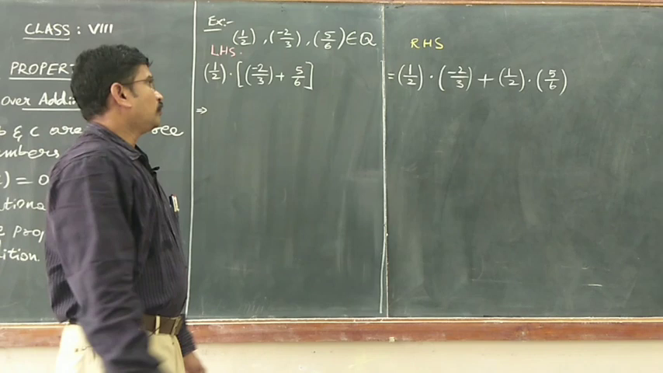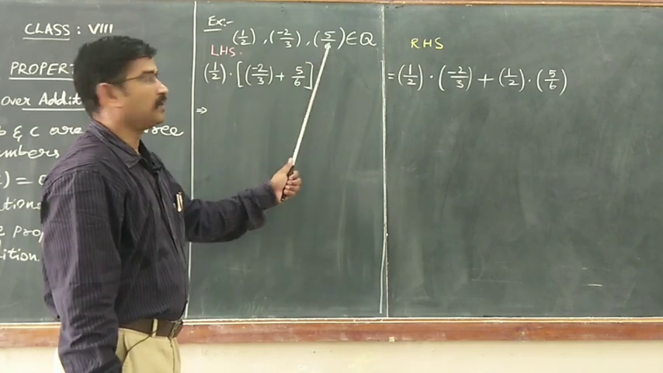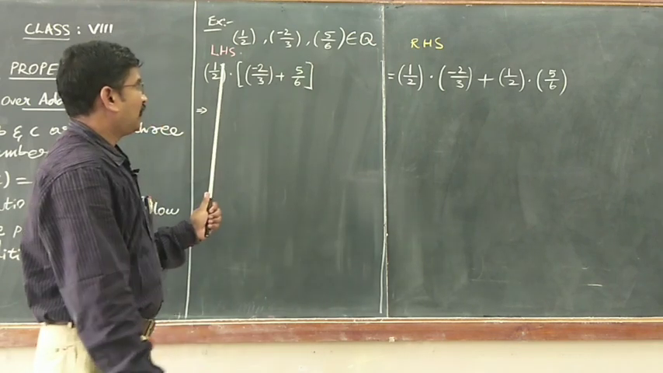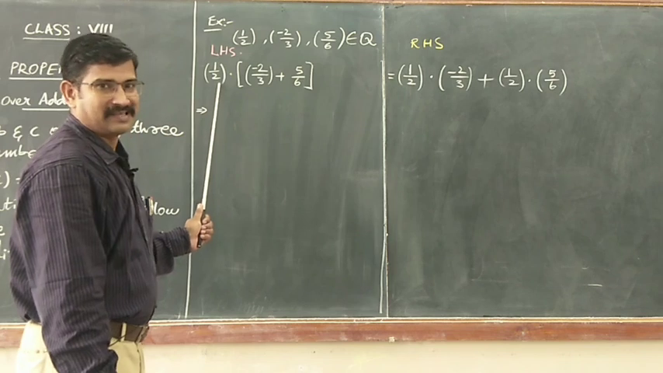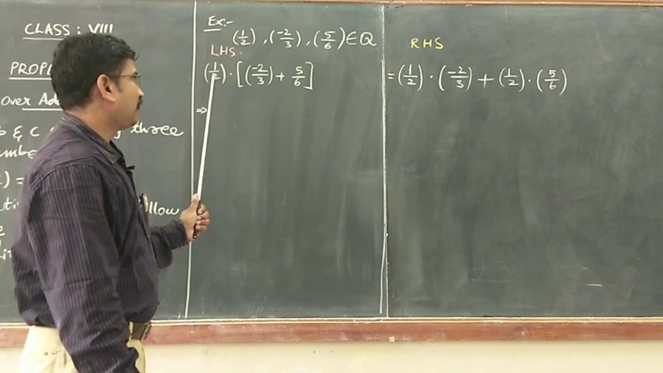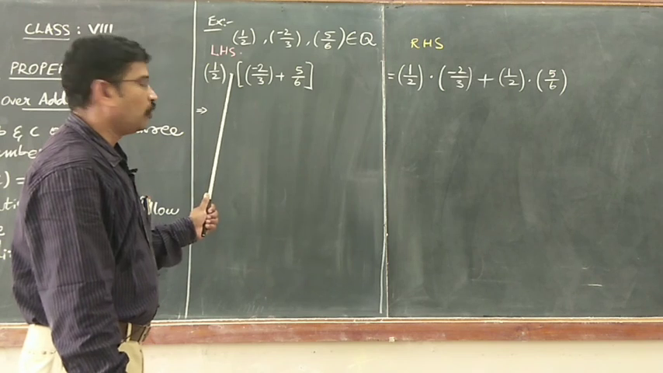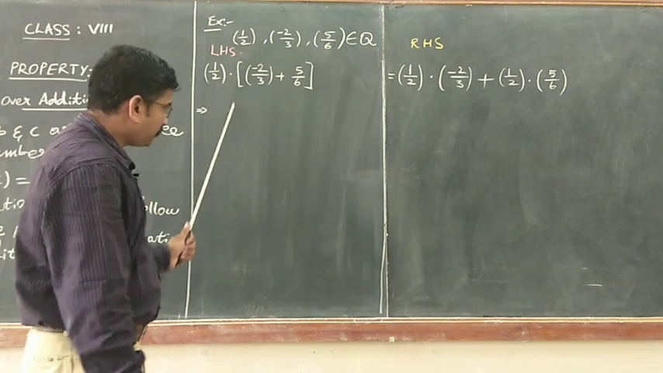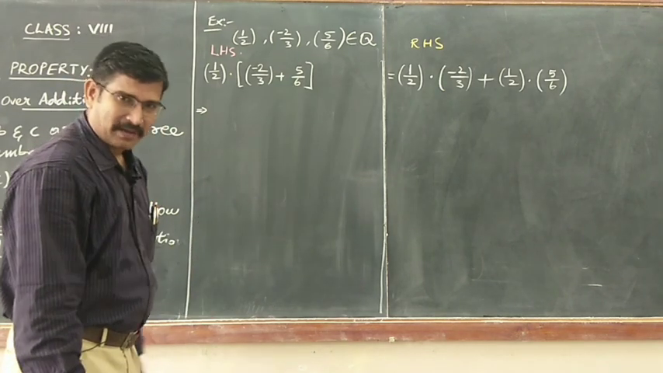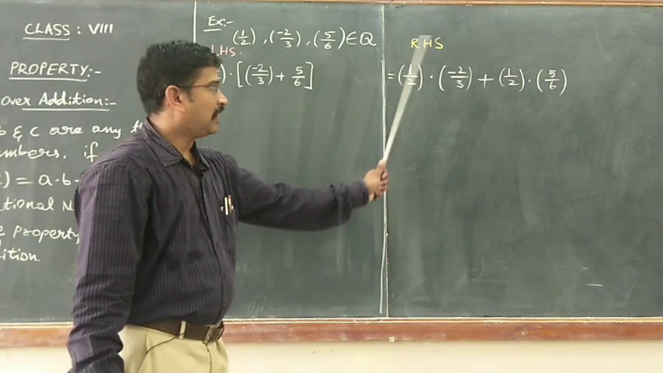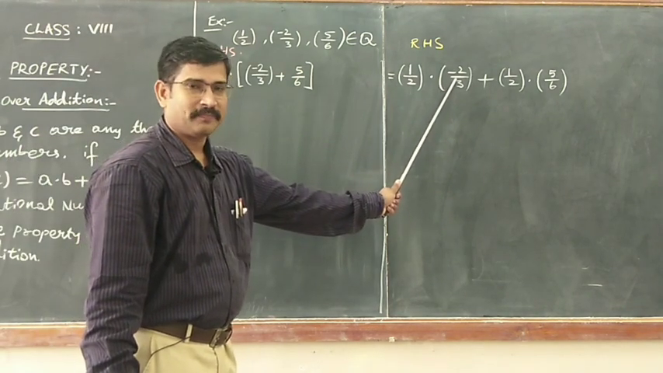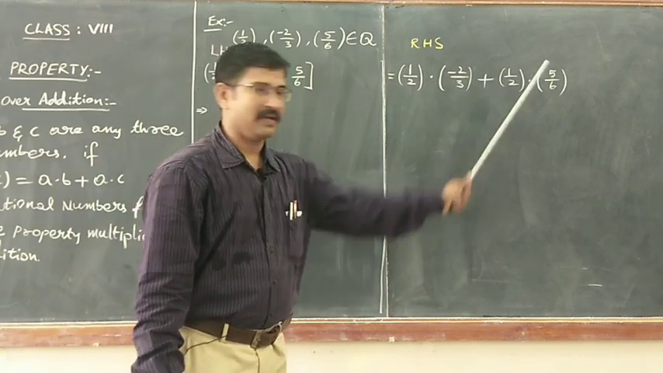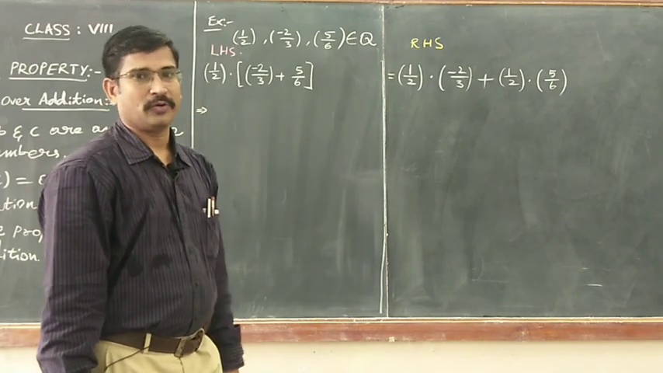Hi children, now here I have taken three rational numbers, used in the distributive property, where half multiplied over the sum of minus 2 by 3 and 5 by 6, whether that product gives the same answer as half multiplied to minus 2 by 3, added to the product of half and 5 by 6. This is what we are going to verify.